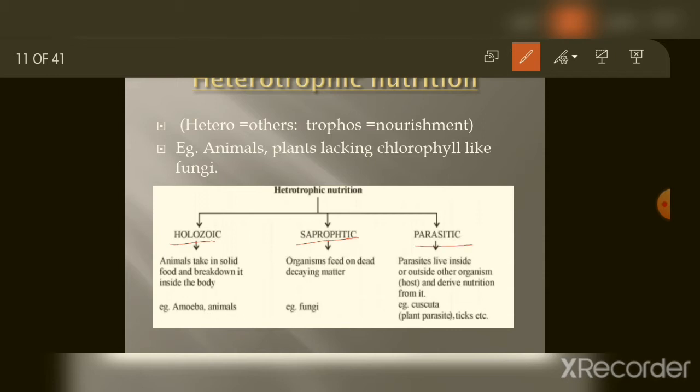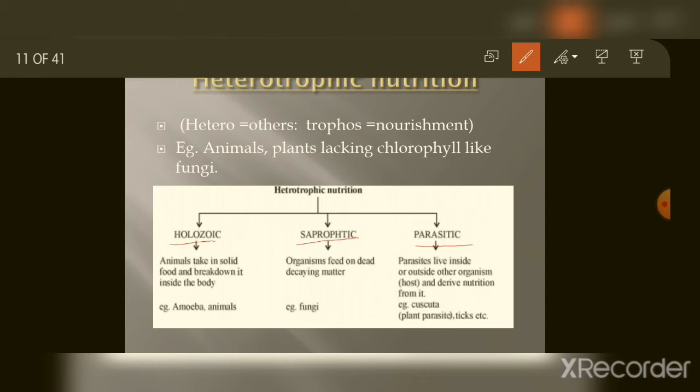In holozoic nutrition, animals take in solid food and break it down inside their body, for example amoeba and other animals. You know how amoeba digests its food, right? It will engulf the food and break it down into simpler pieces so that it can digest easily.